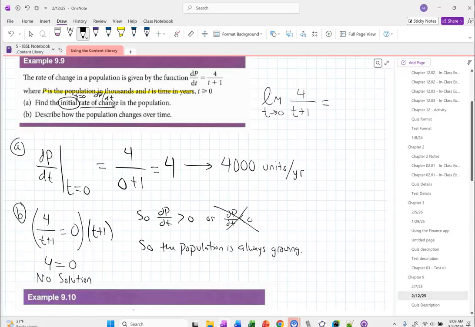So let's think about this. When t equaled 0, we had 4, right? When t equals, say, 9, what are we going to get? 4 over 10, or 0.4, right? If t equals 999, we have 4 over 1,000, so 0.004. What's happening as t is getting bigger and bigger? The rate of population change is approaching what value? 0.